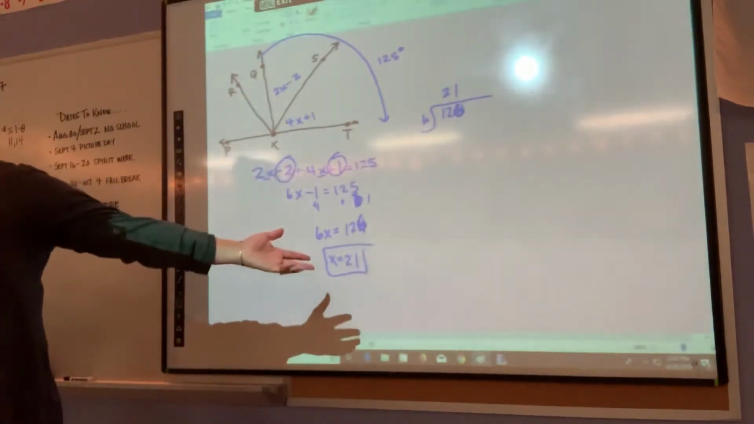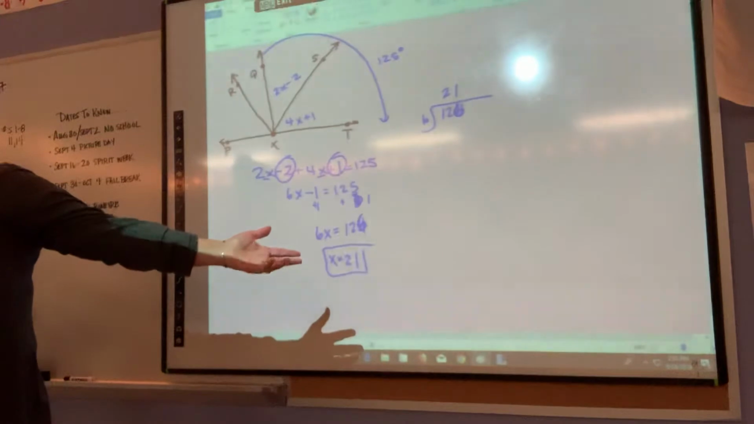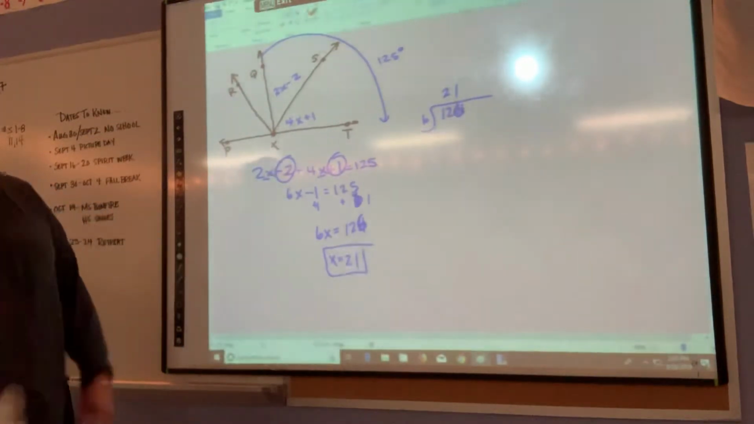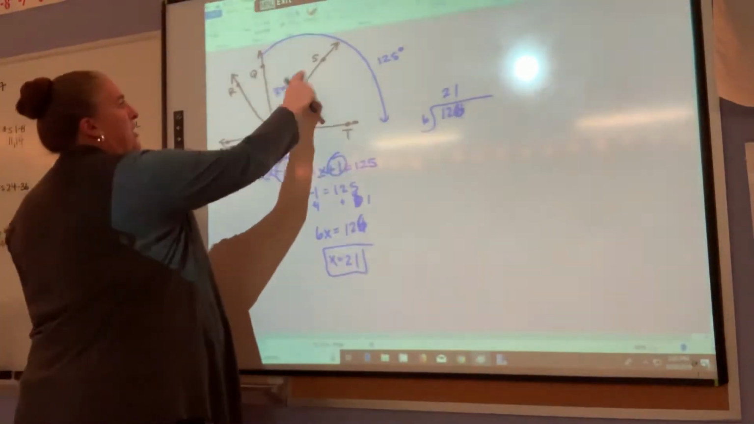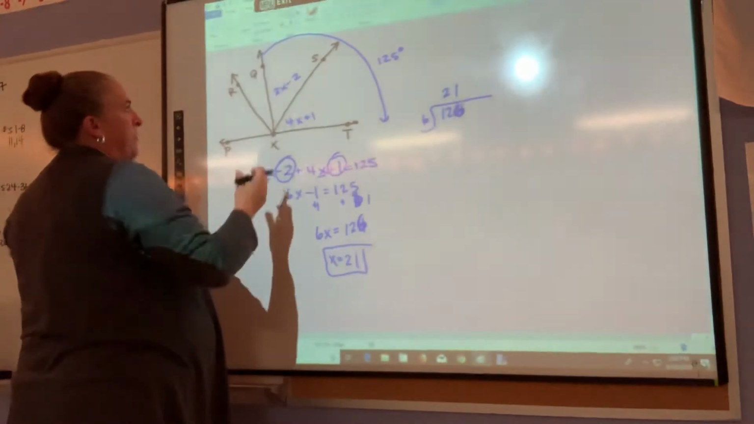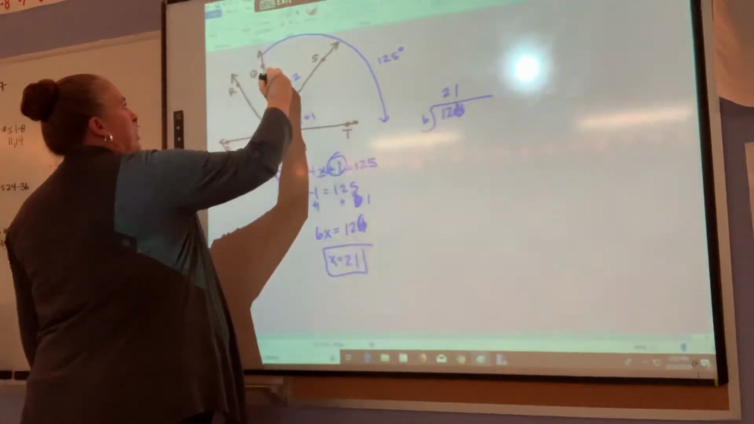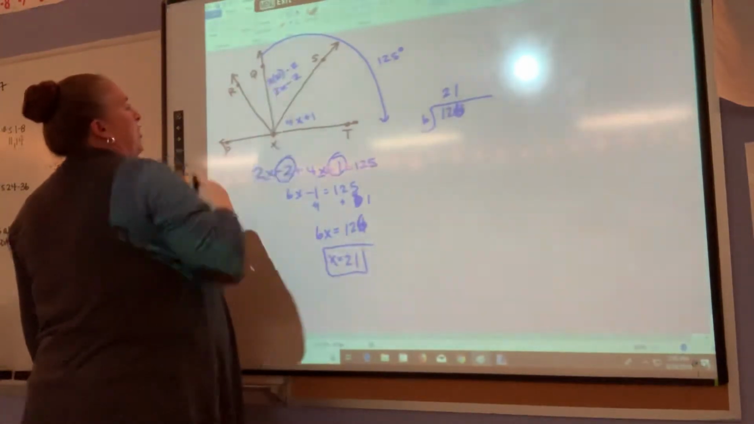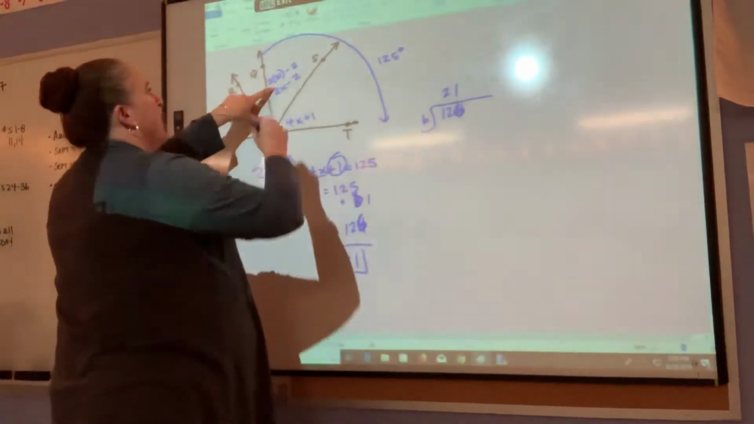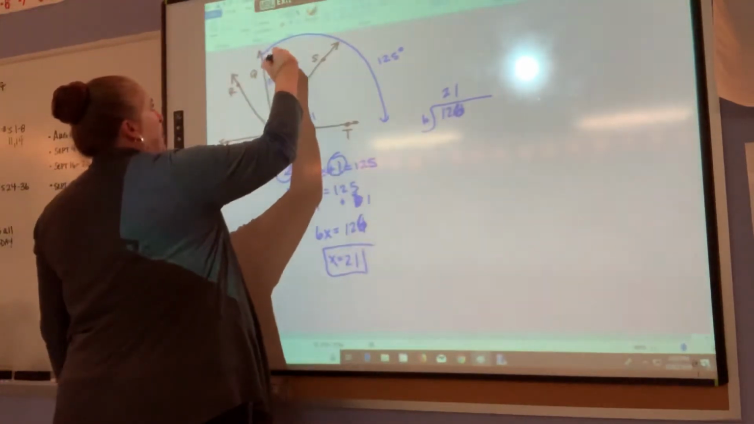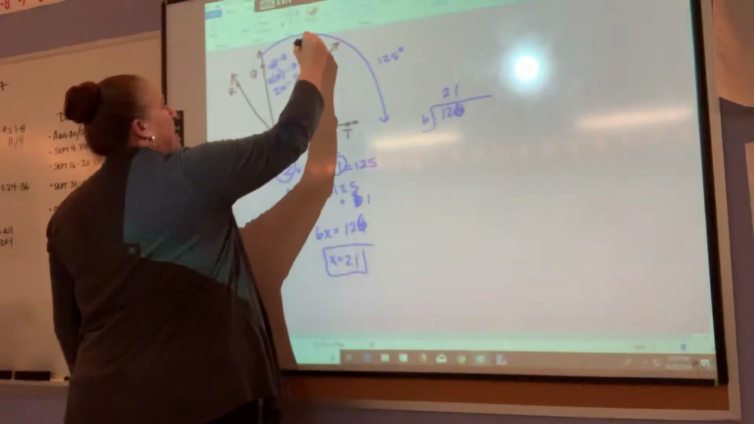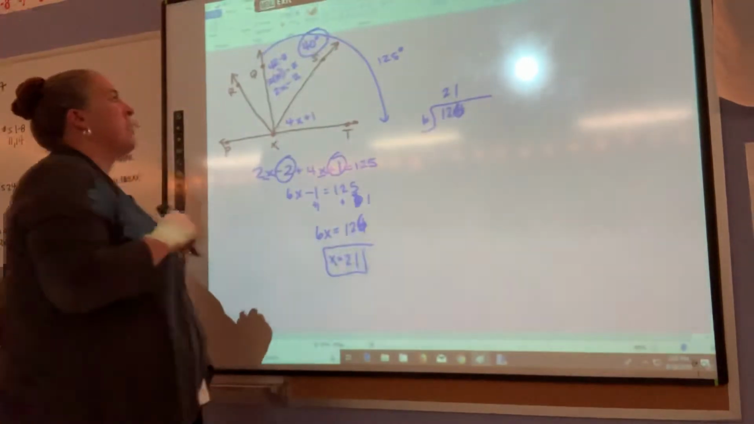Does that tell me any of the angle measures? No. So what if I want to figure out what this angle measure is? I'm going to do 2 times 21, take away 2. So 2 times 21 is 42. 42 minus 2 is 40. This guy right here is 40 degrees.